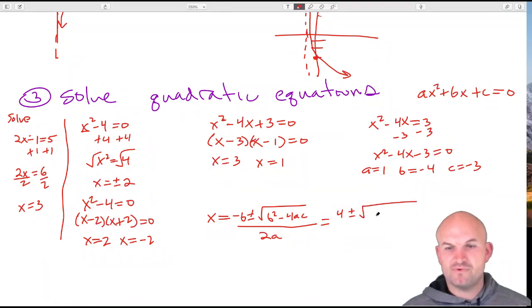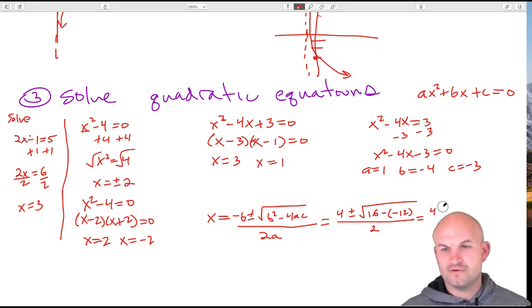plus or minus b squared, which is 16, minus, let's see, 4 times a times c. So 4 times a times c is going to be a negative 12, divided by 2 times a, which is 2. All right, and then we simplify the radicand. That's going to be, what, a 28?